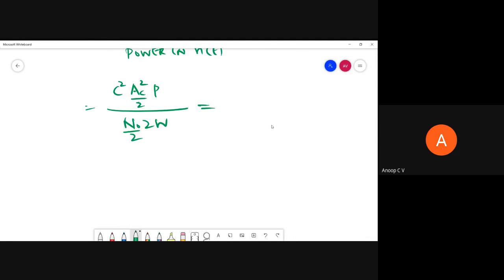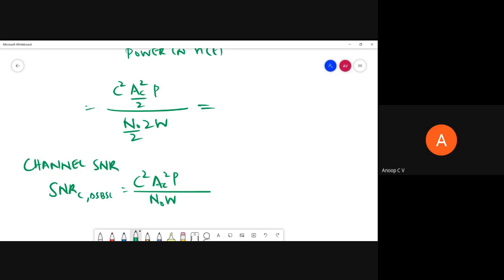So now the channel SNR, this is for DSBSC. SNR C for DSBSC is equal to C square AC square P, where the 2 and 2 get cancelled, so this 2 comes to the denominator, divided by N naught W. This is the channel SNR or input SNR in a DSBSC system.